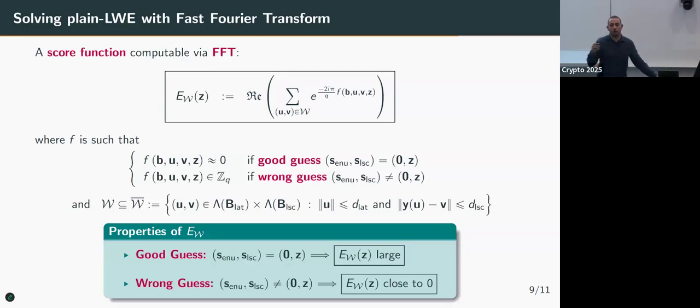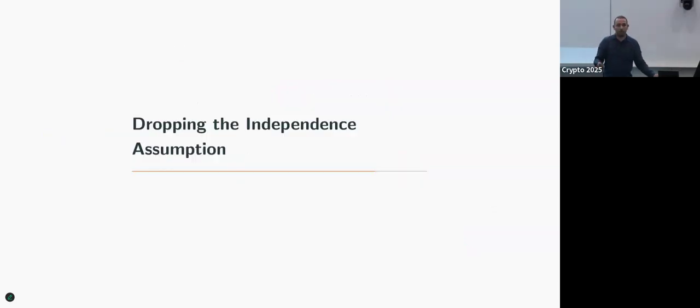So we need to understand perfectly the distribution of our score function. But because this score function is defined by a sum, we can simply use the central limit theorem and just have to understand the distribution of each term of the sum. But we cannot do that because it supposes that each term is independent, and that is exactly the independence assumption that has been proved to be false. So we need to find another technique to drop the independence assumption.